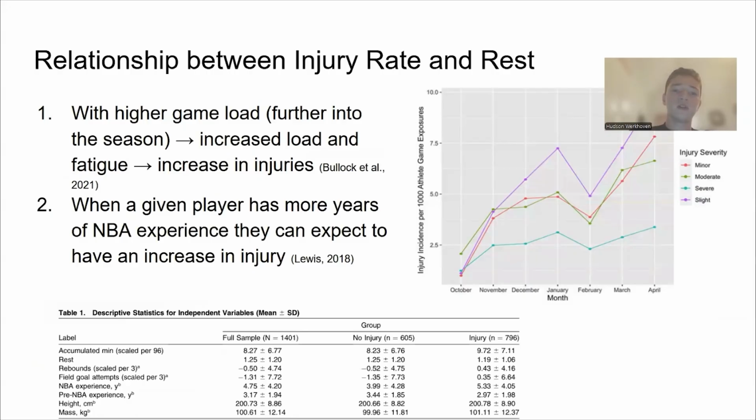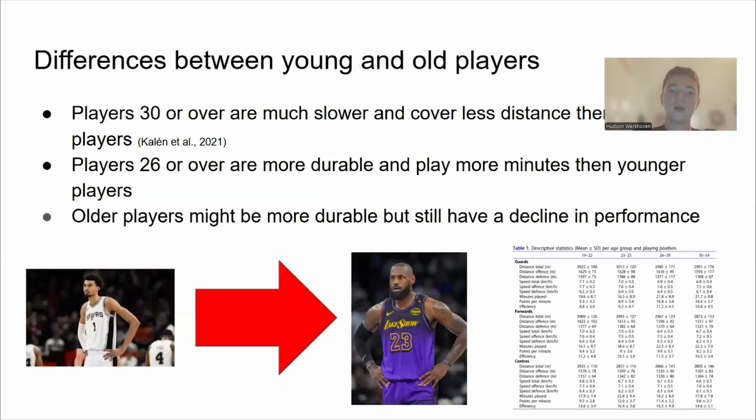Higher game load increases injury and fatigue in NBA players. Also, when a player gets farther into their career, they get more injury prone. The difference between young and older players is that players who are over 30 are much slower and cover less distance than younger players. Players who are over 26 are more durable and play more minutes than younger players. Older players might be more durable but still have a decline in performance.